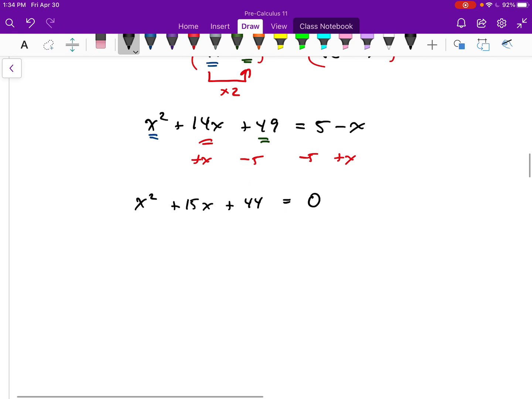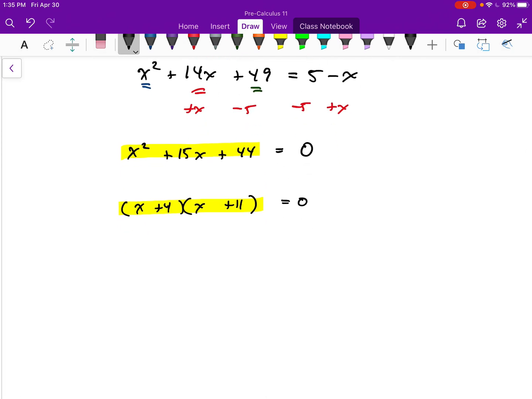And again, we've done this sort of stuff, not in a while, but if I can factor this, because it equals 0, I can see my solutions by inspecting my factors. And I can factor this quite nicely. Two numbers that add to 15 but multiply to 44 are positive 4 and positive 11. Those are my factors, which means by inspecting my factors, I can see one of my solutions seems to be negative 4, and another solution seems to be negative 11.